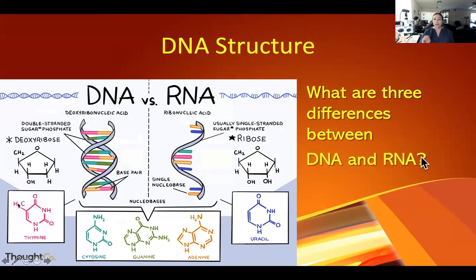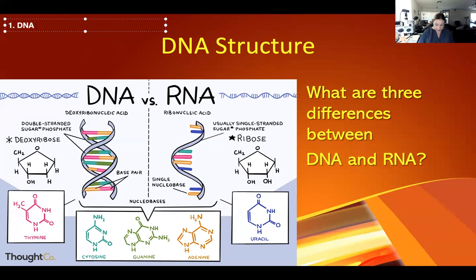Now, you were also introduced to this information during the biological molecule lecture, but you need to know what the three differences are between DNA and RNA. So take a second here and look at the picture of DNA and compare it to the one of RNA and see if you can remember what those three differences are. Okay, so the first difference between DNA and RNA is that DNA is double-stranded. It is what we call a double helix, but RNA is single-stranded.